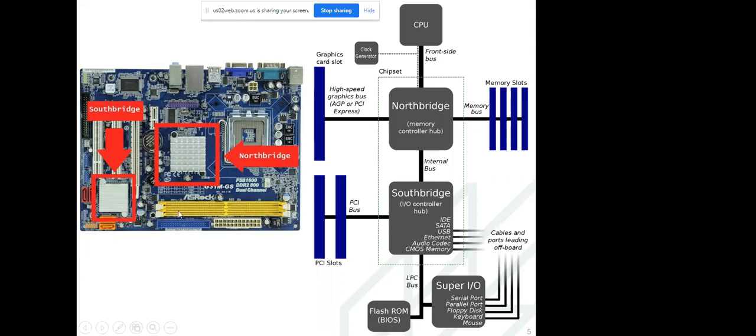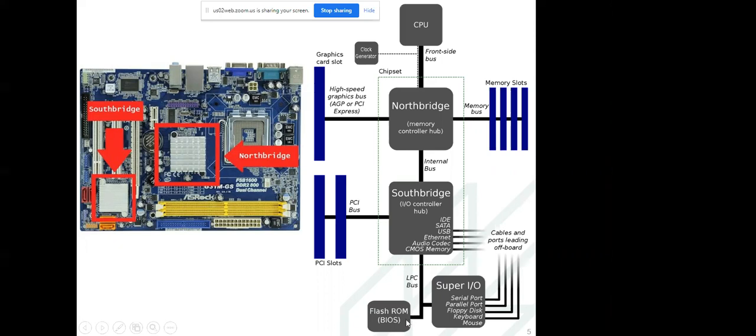And this is the high speed graphic, AGP, PCI Express graphic card slot. These are graphic card slots. Here you can see these are graphic slots. And the Southbridge, yes, the Southbridge is there. PCI slots are there.